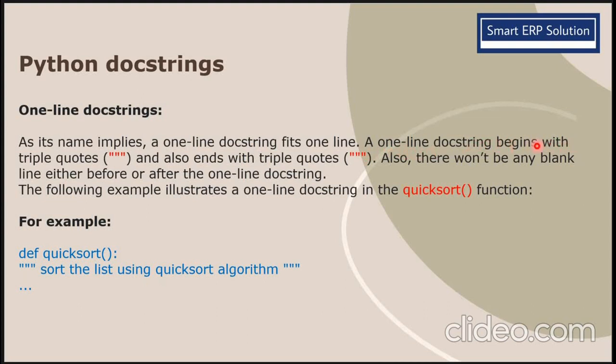A one-line docstring begins with triple quotes and also ends with triple quotes. Also, there won't be any blank line either before or after the one-line docstring. The following example illustrates a one-line docstring in the quickshot function. For example, def quickshot. This is the function and this is the example of the one-line docstring. This statement started with a triple quote and ended with also a triple quote. This is an example of a Python one-line docstring.